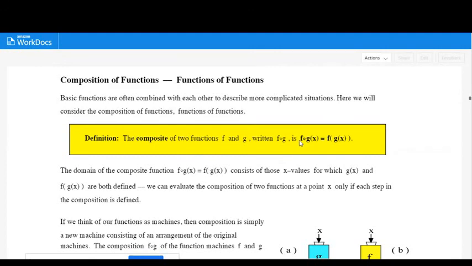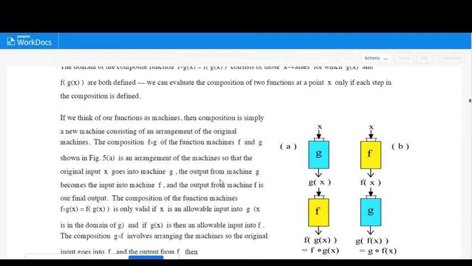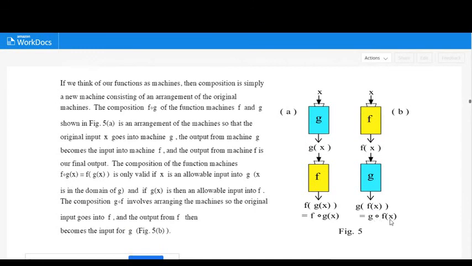For example, dito, f of g of x. So we need to solve first for g of x and then solve that for f of x. Kung ganito naman siya, kung kabaliktaran naman siya, kung g of f of x, so solve first for f of x and then solve for g of x.